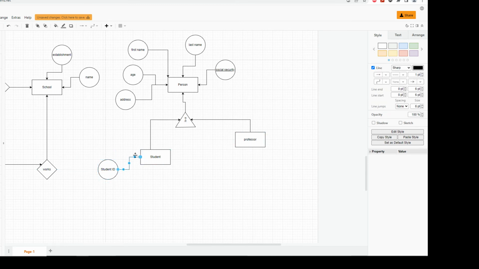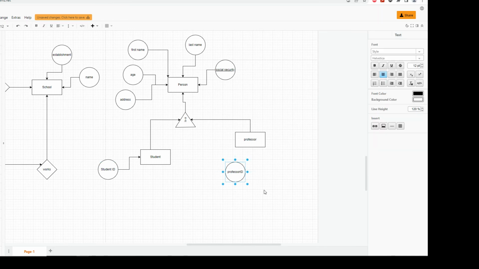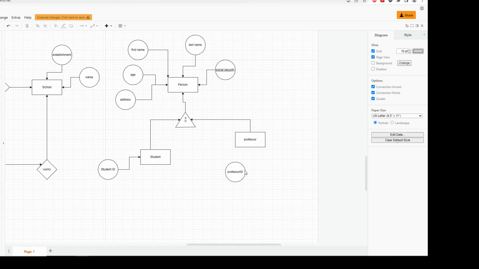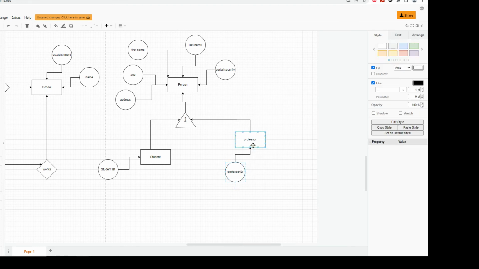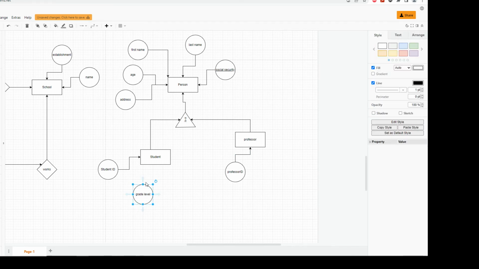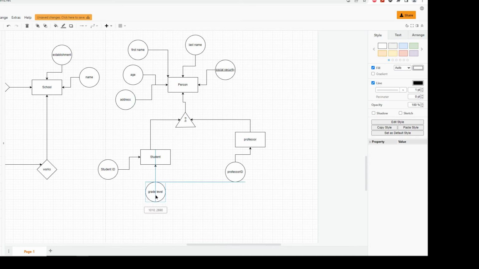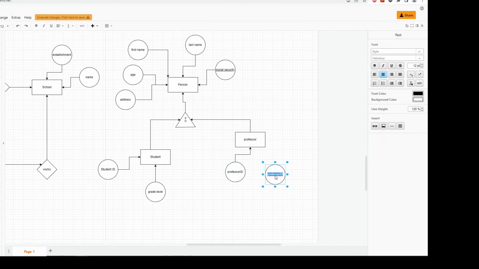So student ID, and professor would obviously have professor ID, right? Student has a grade level, right? You're not going to have grade level for professor, or maybe you do because a professor might teach a specific grade, but for this case, let's just assume grade level is unique to the student, right? Something else that is also unique to the professor that a student won't have is salary, right?